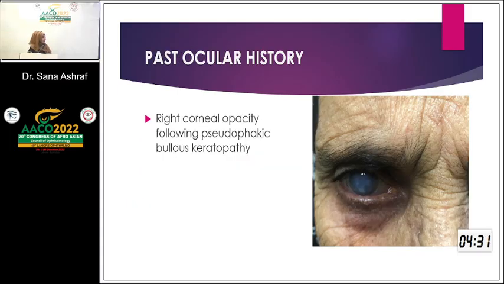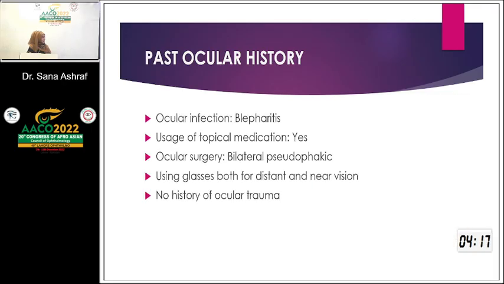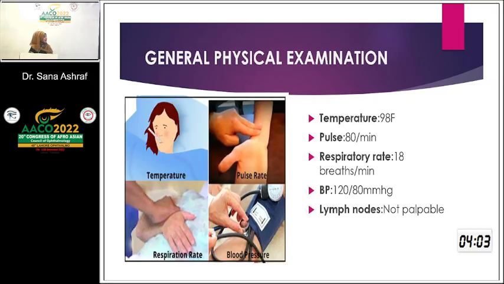She has a long-standing history of vision loss in the right eye following pseudophakic bullous keratopathy. She is NPL in the right eye but has no past medical record available for the right eye, and she has only a left functional eye. She has a history of blepharitis for which she has used topical drops, and she has undergone bilateral cataract surgeries and is using glasses for distant and near vision. There is no history of ocular trauma. General physical examination is within normal limits and cervical lymph nodes were not visible.